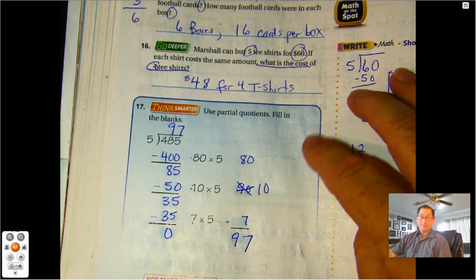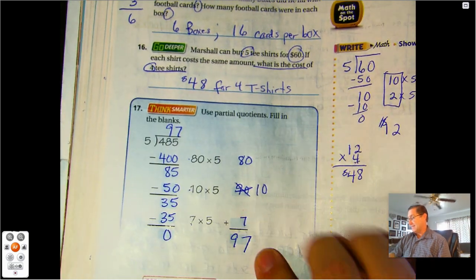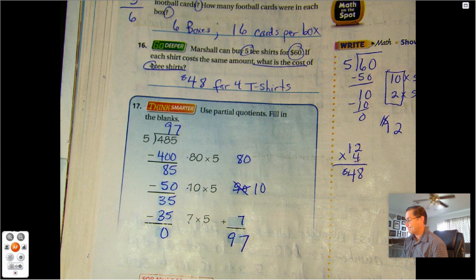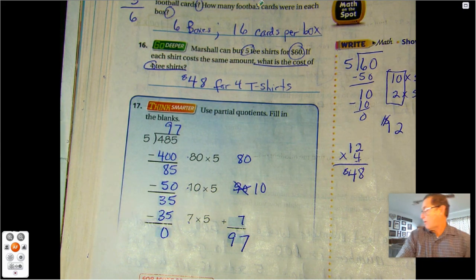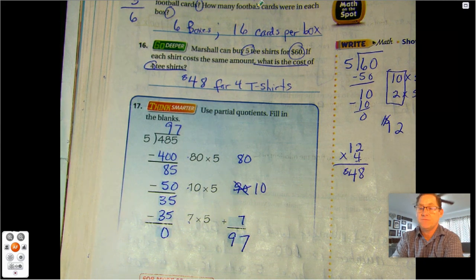Okay. All right, so that's it for lesson 4.8. Our next lesson will be modeling division with regrouping. So kind of the standard way people would use division.